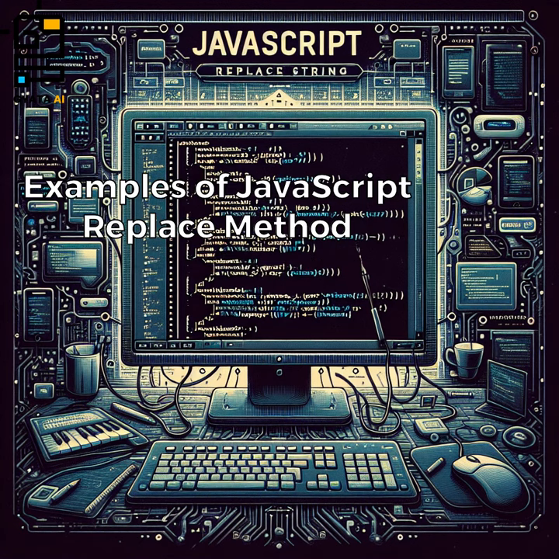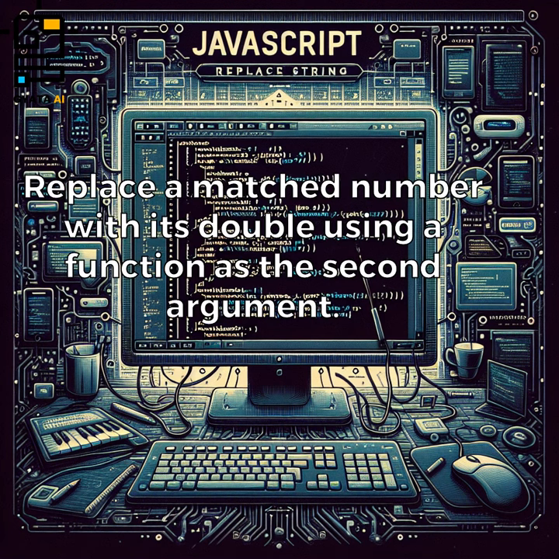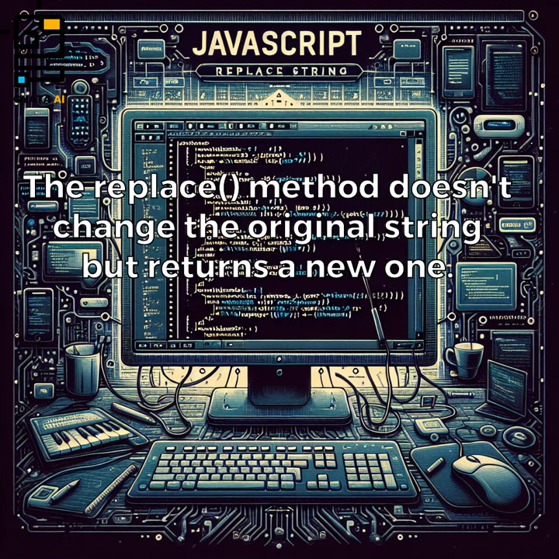Examples of JavaScript replace method: replace a word in a string with another word. Replace a matched number with its double using a function as the second argument. The replace method doesn't change the original string, but returns a new one.